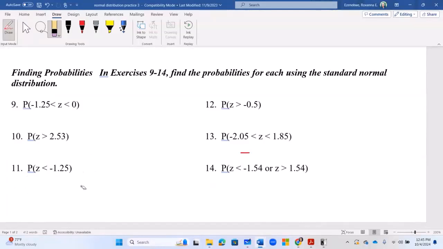So, number 11, we are told to find the area under the normal curve when z is less than negative 1.25. So first thing, draw a normal curve. We have done area between, then we have done area to the right. Now we are doing area to the left.